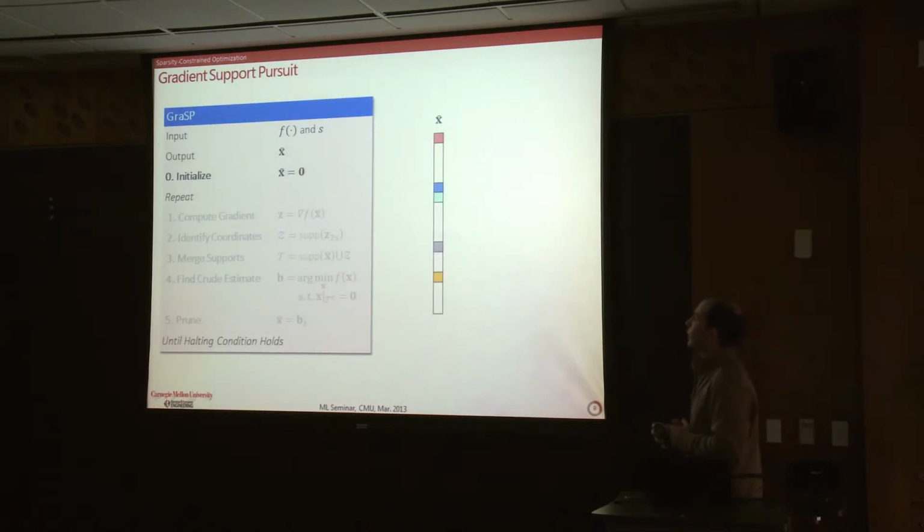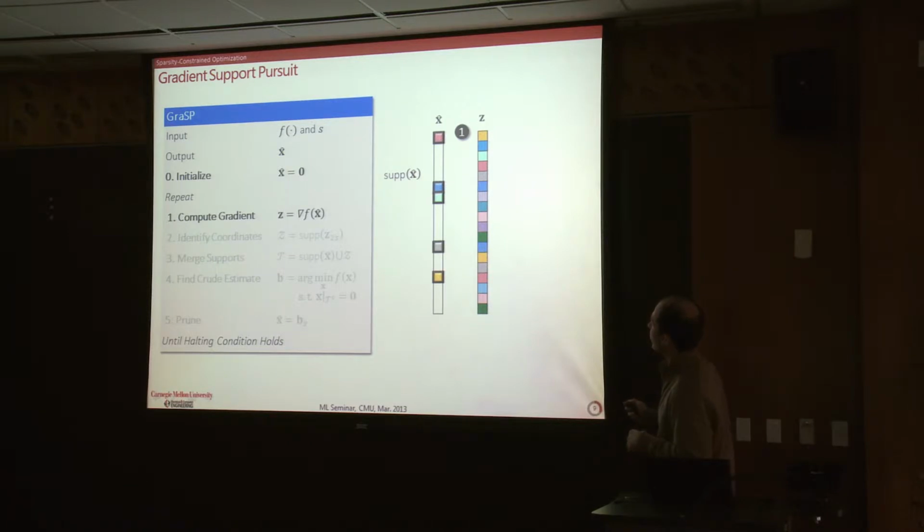So what we propose is another gradient type algorithm, which we call gradient support pursuit. The algorithm requires the knowledge of the sparsity level s that we want and the objective function, and it's going to output the estimate. We initialize with the zero vector. At the beginning of each iteration, we have the vector x hat, with few non-zero entries that constitute its support set. At the first step, we compute the gradient of the objective function at x hat. Then we find the 2s largest entries of the gradient in magnitude, and we call that set script Z.